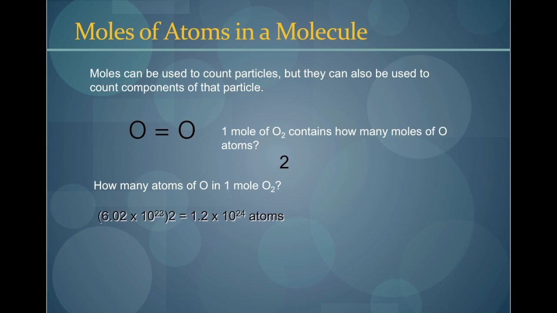We can also ask how many grams of oxygen are in O2. Remember, if we look at the periodic table, oxygen has an atomic mass of 16. There's 2 of them. So it's 32 grams.